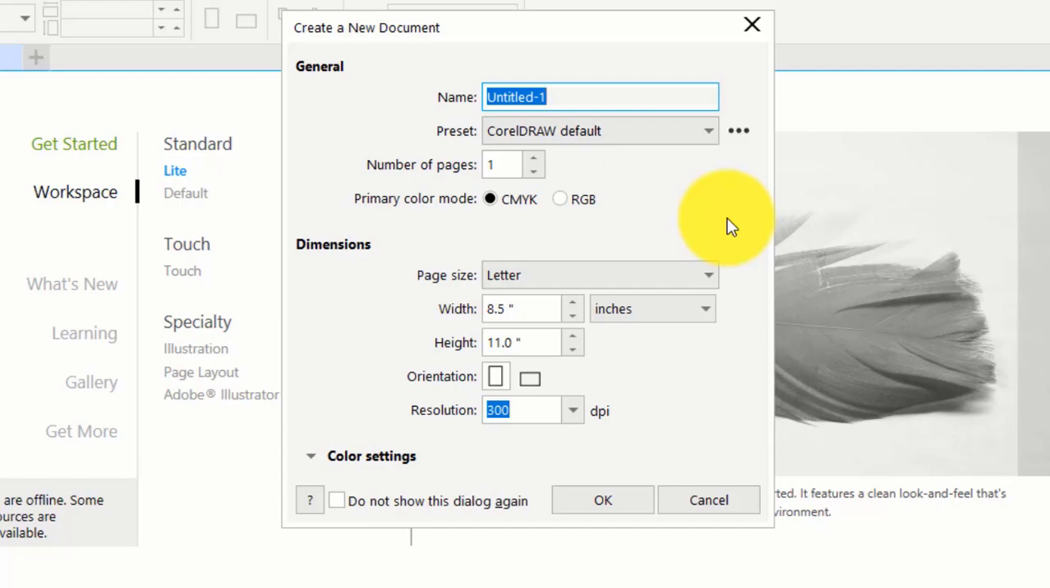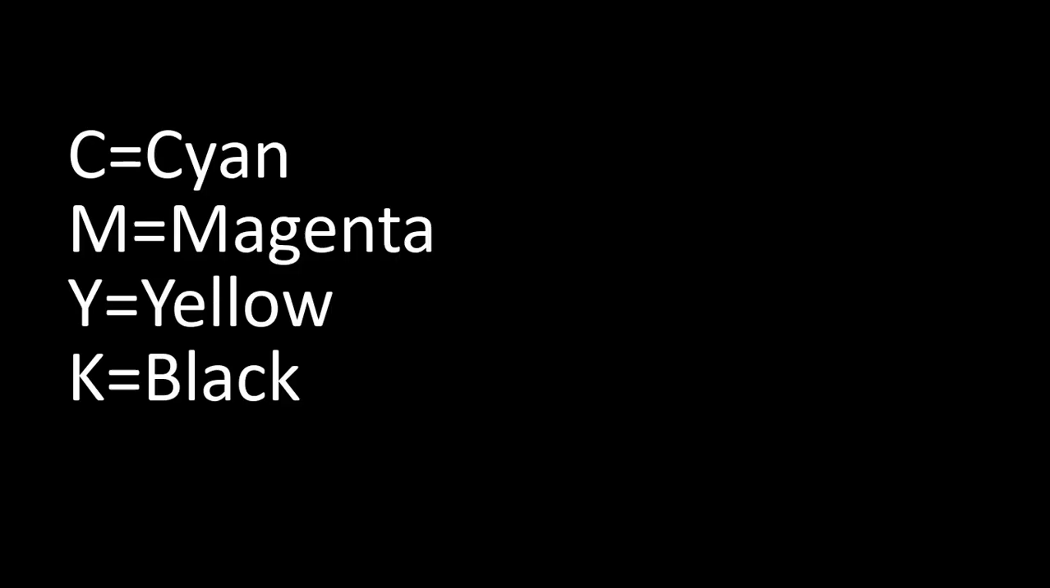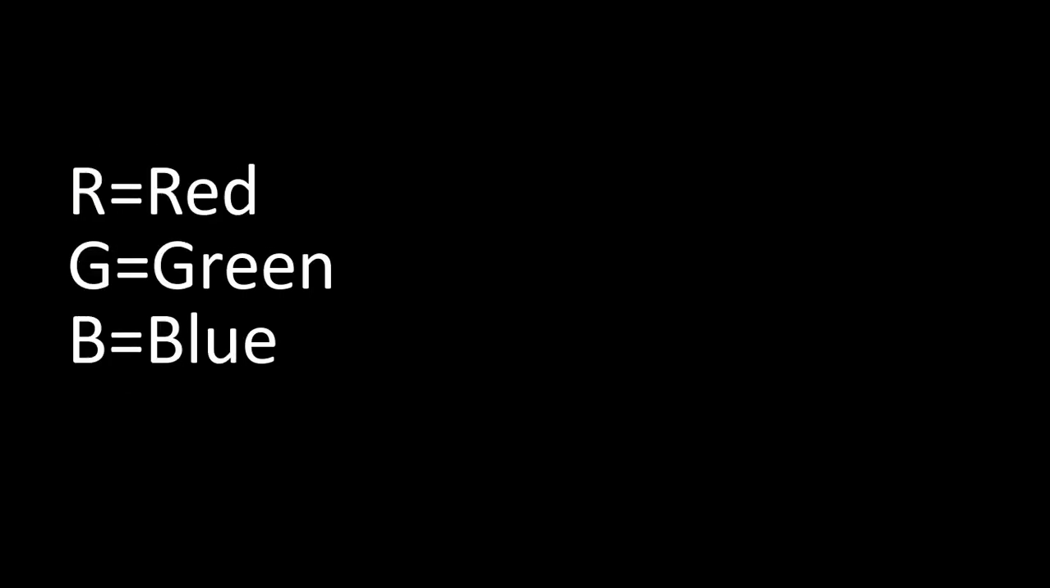In CorelDRAW, there are two color modes, that is CMYK, which means C stands for cyan, M for magenta, Y for yellow, and K for black. And the other one is RGB, which means R for red, G for green, B for blue.